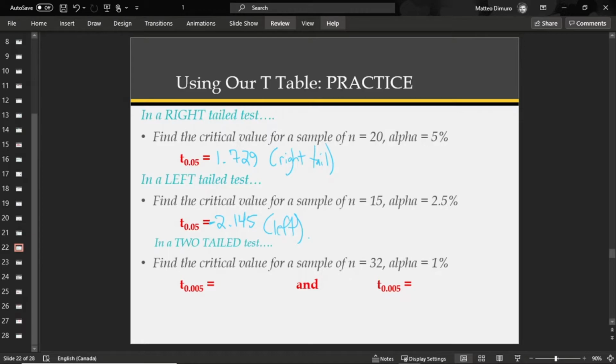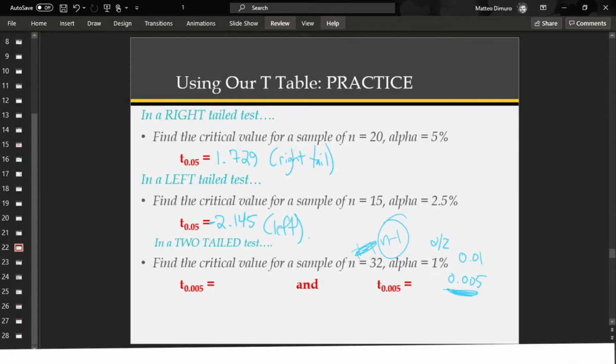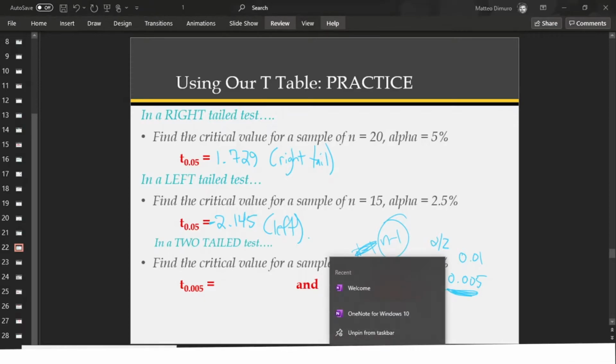Okay. Now for a two-tailed test, find the critical value for n equal 32 and an alpha value of 1%. Okay, so we always go alpha divided by 2 for a two-tailed test. So instead of looking for 0.01, we'll be looking for 0.005 and an n of 32. Don't forget to do n minus 1 for the degrees of freedom. So we'll be looking for something as close to 31 as we can find.